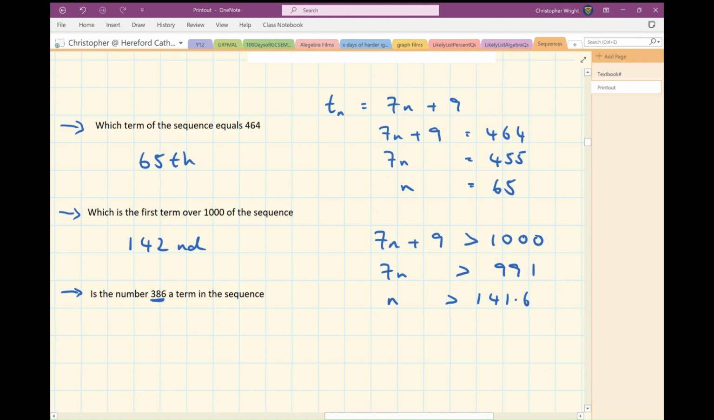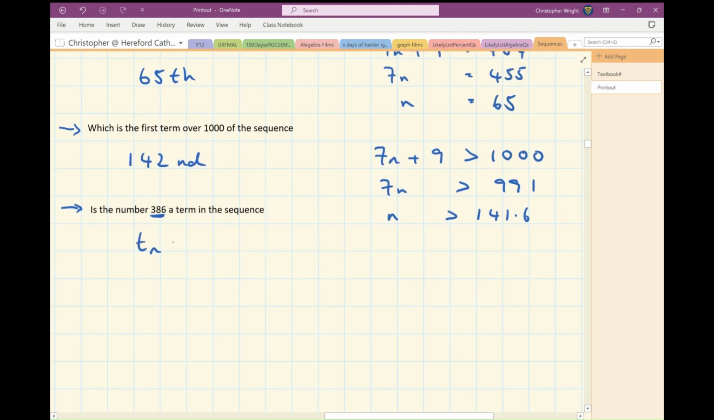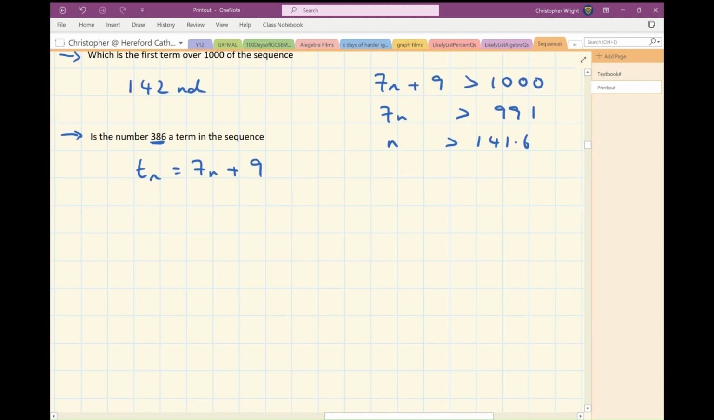Lastly, how do I use my formula for the nth term, the formula Tn equals 7n plus 9, to ascertain whether or not 386 is a member of my sequence? Well, I'm going to see what value of n would give me an answer of 386. So let's try and solve 7n plus 9 equals 386.